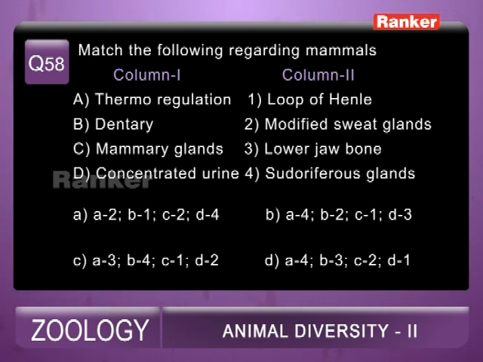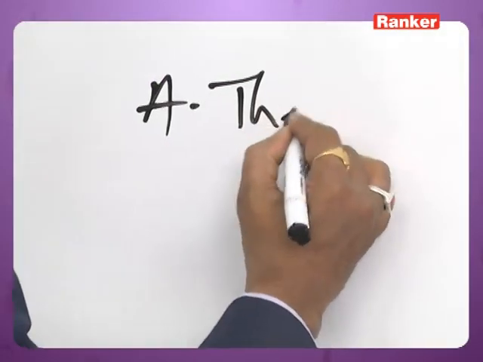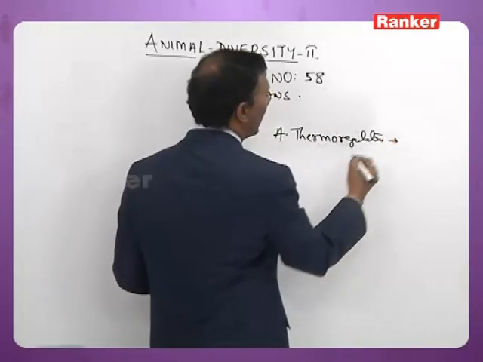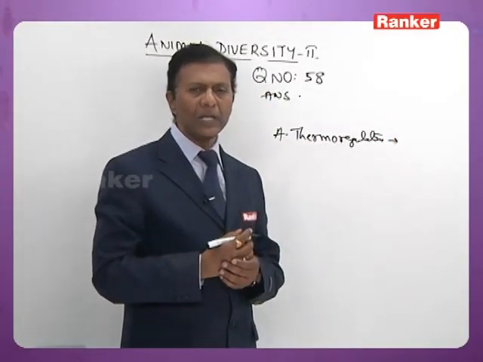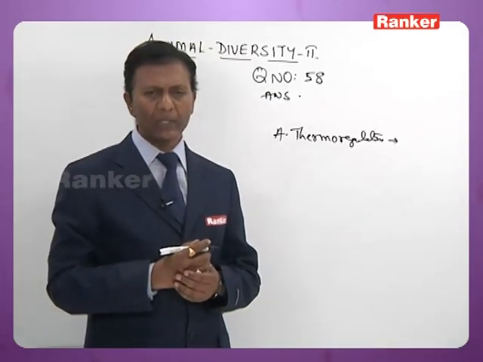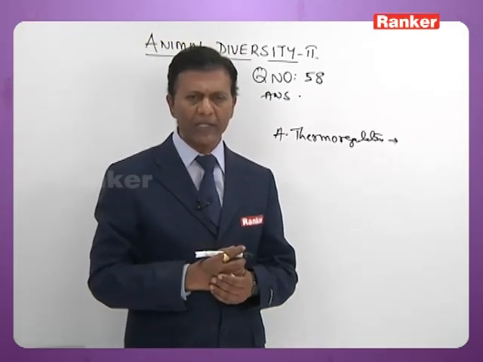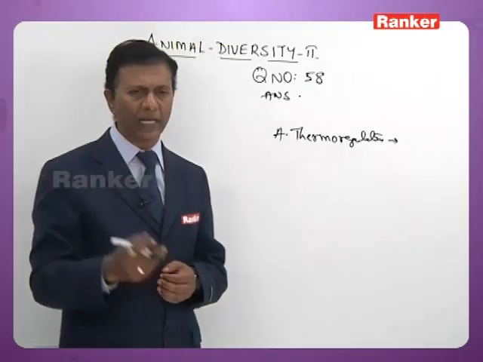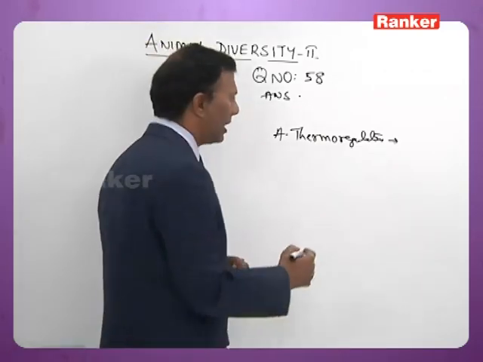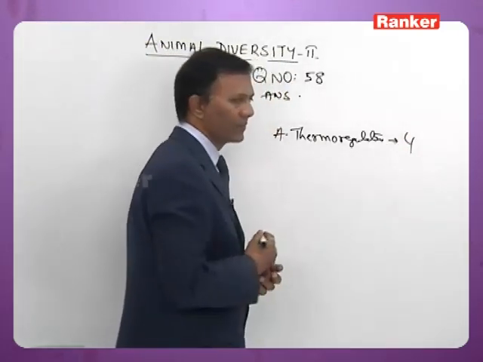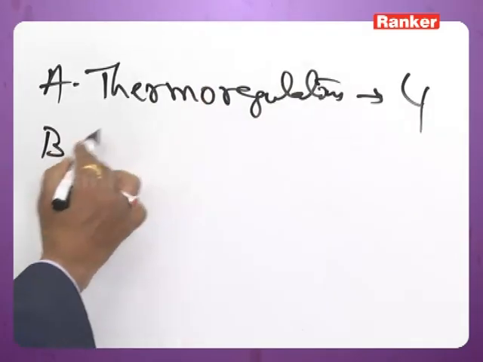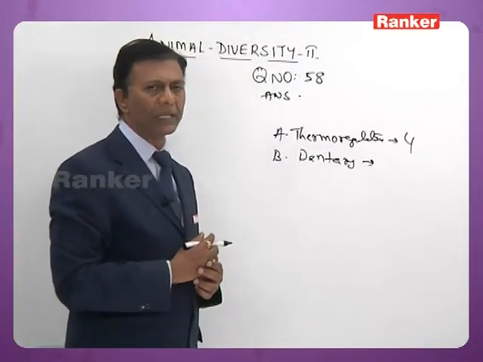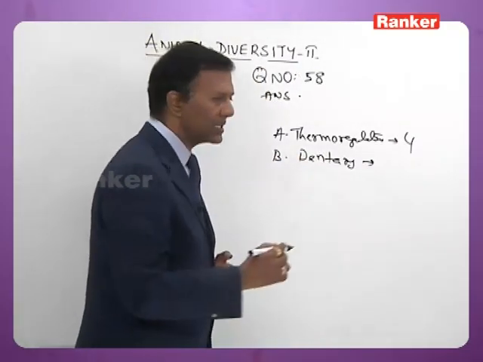A. Thermoregulation. Thermoregulation in mammals is done by sweat glands. Another name for sweat gland is sudorific gland. So the correct option for A would be 4, sudorific glands. Then next, B. dentary. Dentary is a bone present in the lower jaw. So the correct option for this is 3.